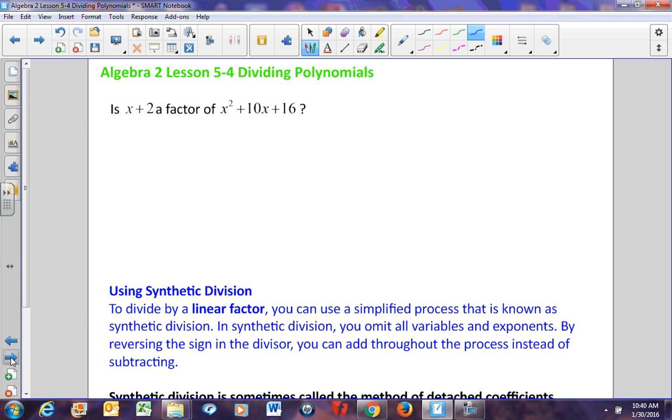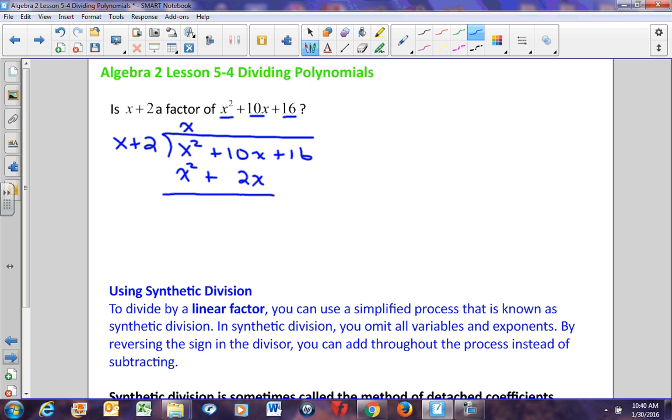Now let's see if x plus 2 is a factor of x squared plus 10x plus 16. Okay, so I'm going to put in here x plus 2 over here, x squared plus 10x plus 16. What do I need to multiply x by to get x squared? I need to multiply by x. That gives me x squared plus 2x. Change all my signs. And we get x squared minus x squared is nothing. 10x minus 2x is 8x.